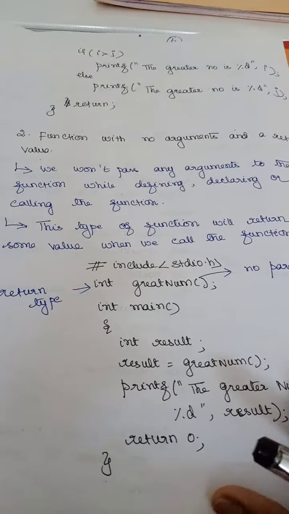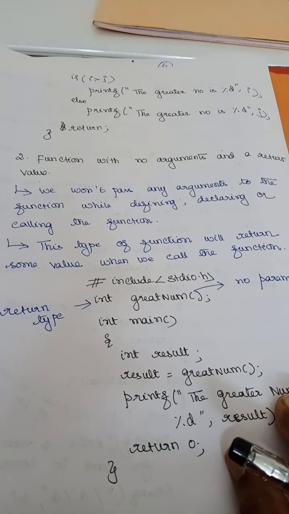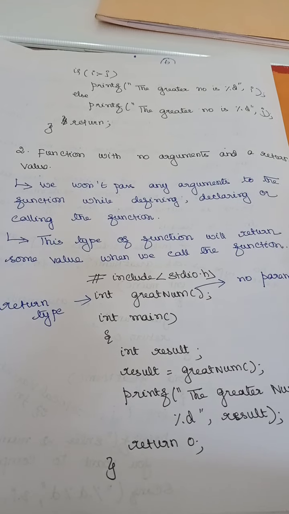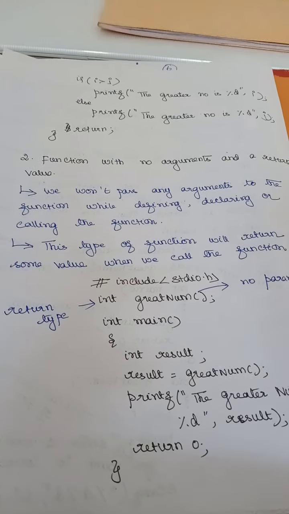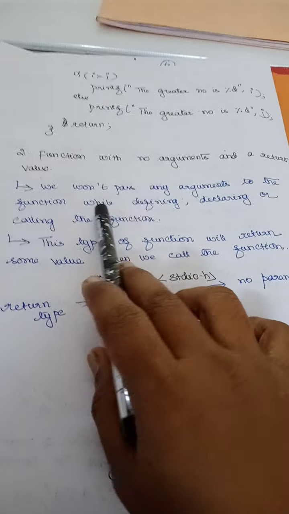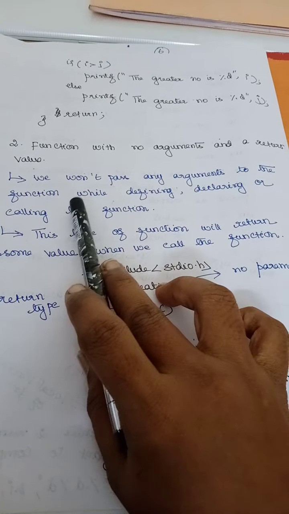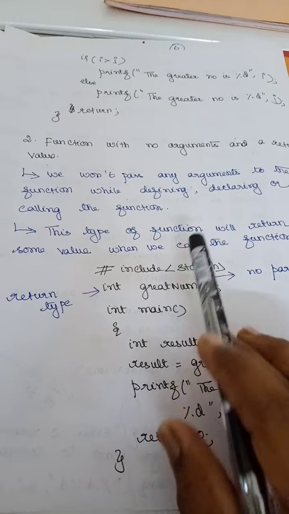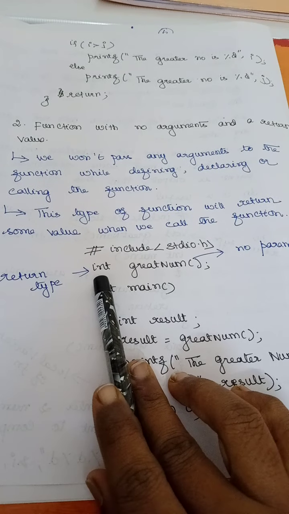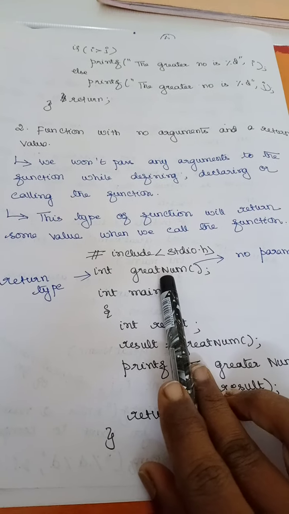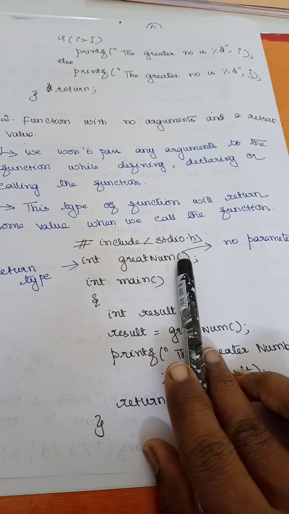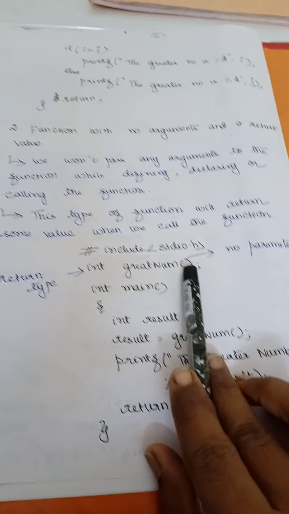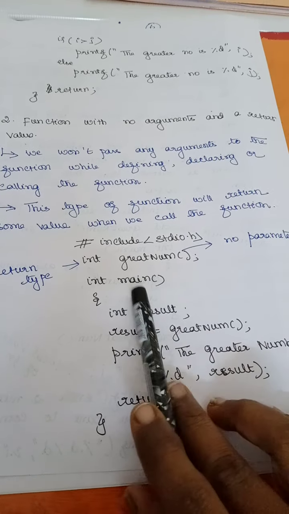And the next one. What is the next one? You have a function with no argument and a return value. Here I am going to have a return value, right? So here we won't pass any arguments to the function, but we are going to return a value. Here I have the return type to be int. And here I have the function name. Here it is not going to accept any argument, so I am not passing any argument. Here also you need to write void.